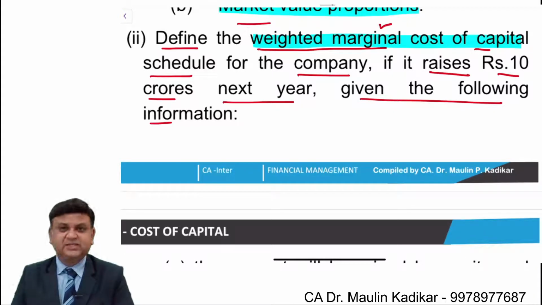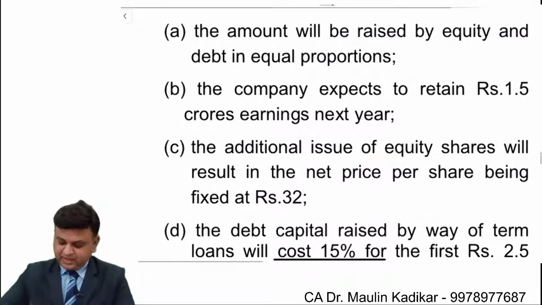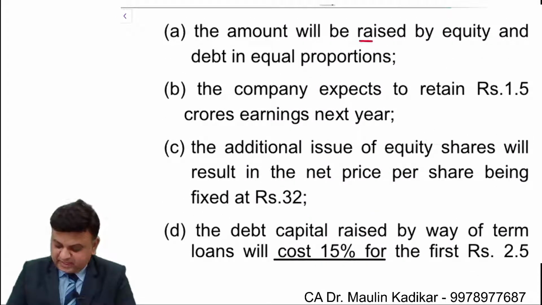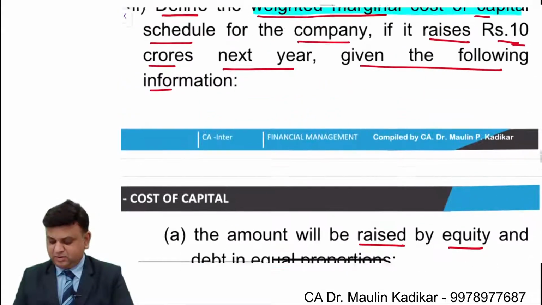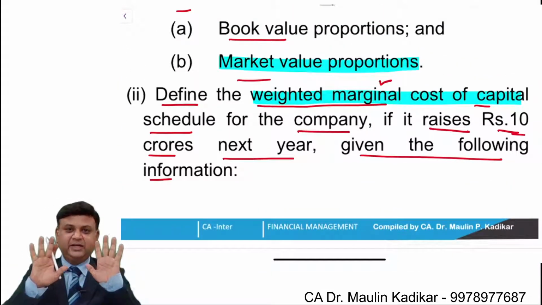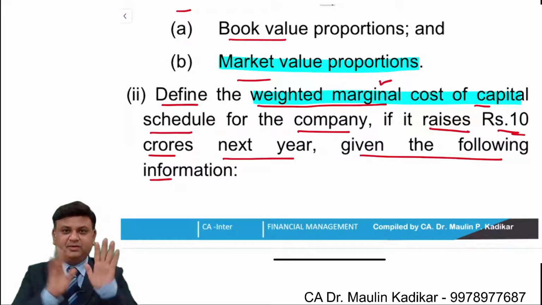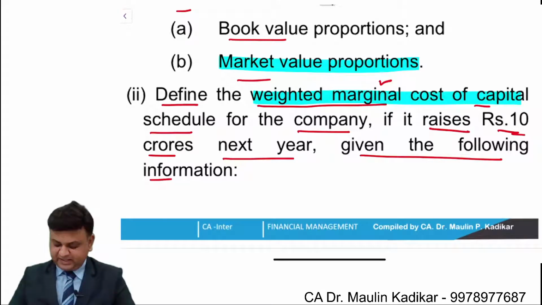The word marginal stands for incremental, differential. So keeping aside the existing capital structure, we are required to make the computation of what is the cost for these 10 crore of the funds. It has been given the amount will be raised by equity and debt in equal proportion. So out of 10 crore, 5 crore will be the equity and 5 crore will be the debt financing.